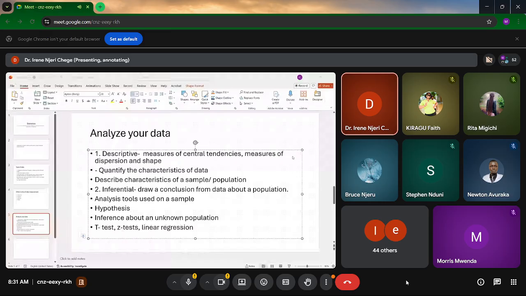So these descriptive statistics, I have already given you the difference between descriptive statistics. We have said there are two types of methods of analyzing data. It is descriptive. Your analysis, you can use descriptive statistics. Or you can use inferential statistics.